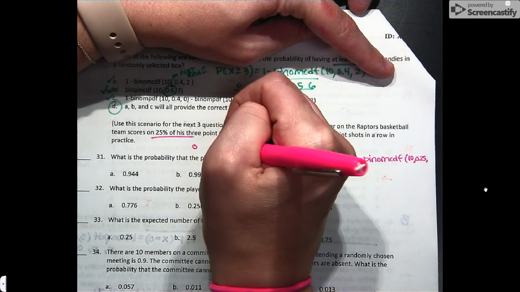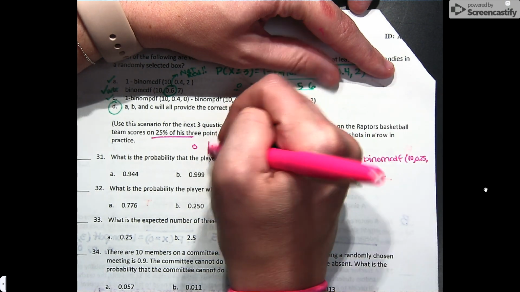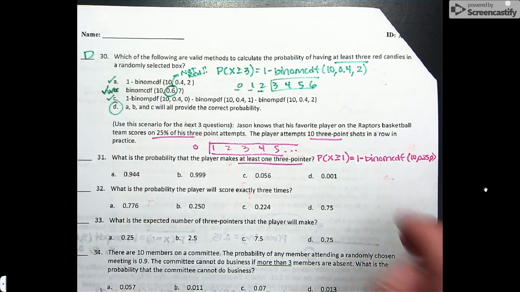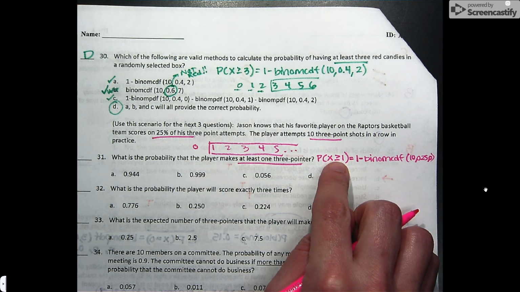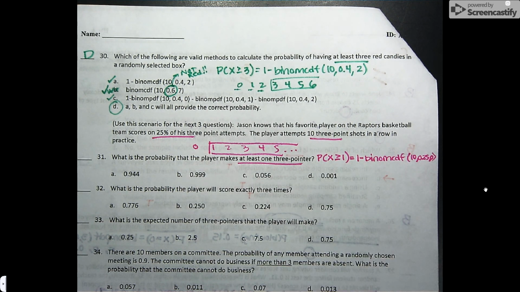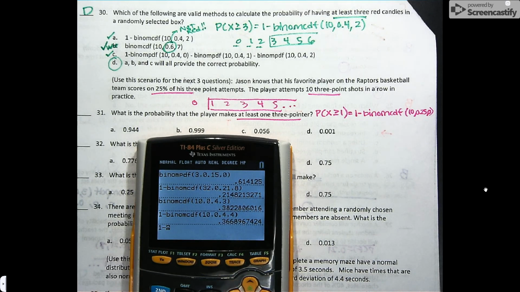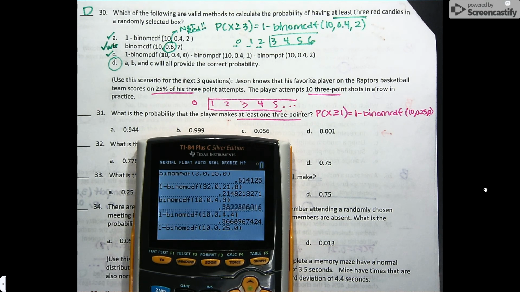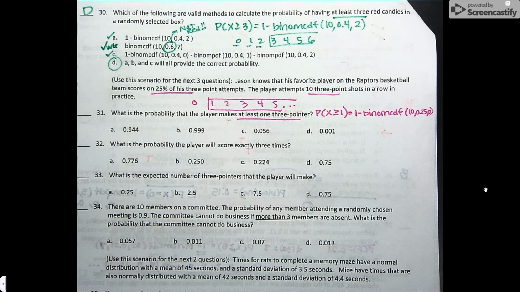And then once again, let's think about what we would get rid of. So if I want at least 1, I want 1 or more. So I would get rid of the 0. Technically, since you're just getting rid of one thing, you could switch this to a P of x equals 0, but it doesn't really matter. So 1 minus binom CDF of 10, 0.25, 0, I get 0.944, and that's letter A.